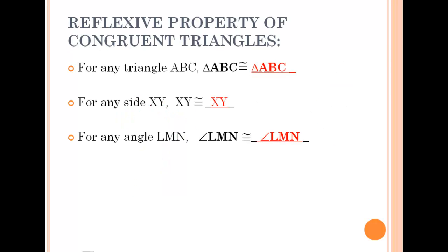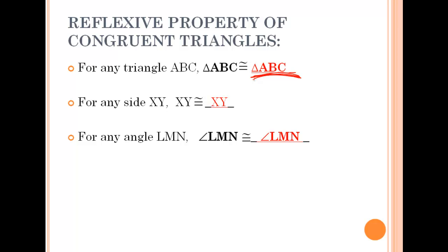Okay, let's look at our next one. The reflexive property of congruent triangles. So for any triangle ABC, we know that triangle ABC is congruent to triangle ABC. This one's kind of common sense here. Any triangle is congruent to itself.